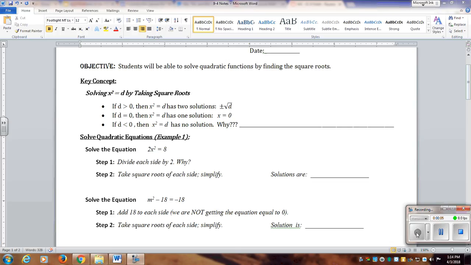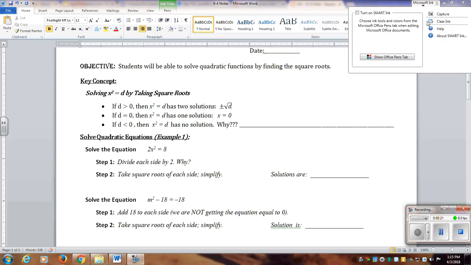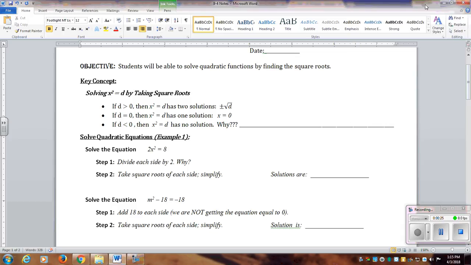What we're going to do today is solve equations by taking the square roots. So the key concept is this: we have x squared equals d, where d is just some random number. It doesn't matter what it is. It can be anything. Let me turn my ink on so it actually works.